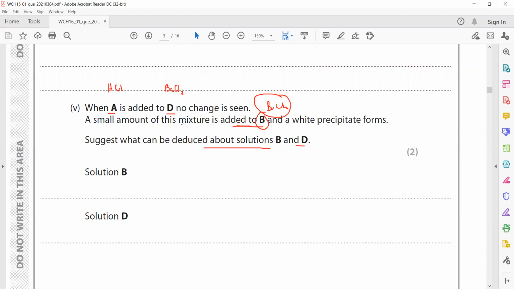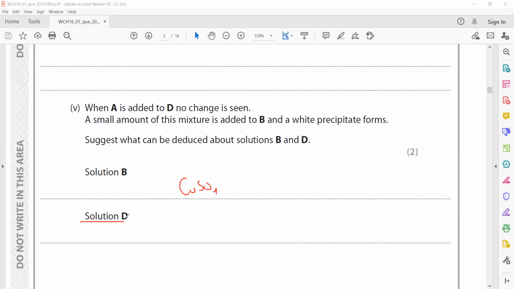So when a small amount of this mixture is added to B, this gives a white precipitate. It means the white precipitate is due to barium sulfate. So what ion is present in this solution? It contains a sulfate ion, and in the beginning we identified that it had copper as well. So this confirms that this is copper sulfate.